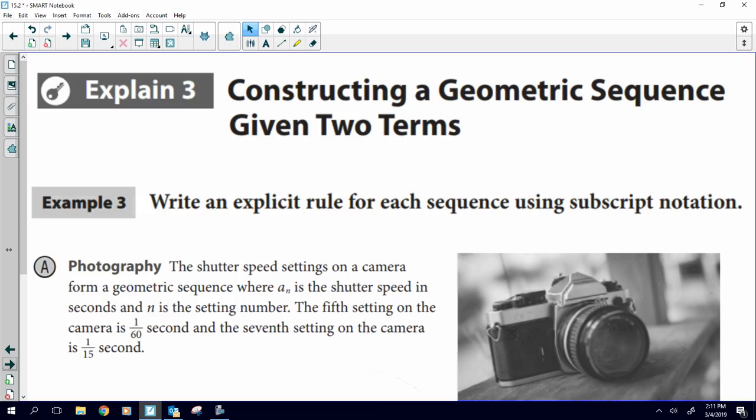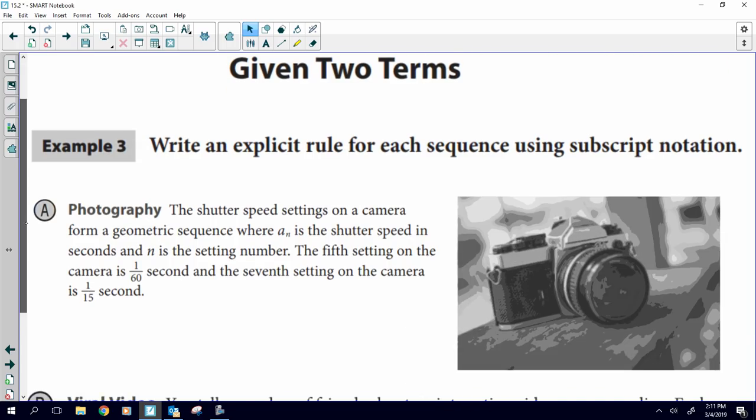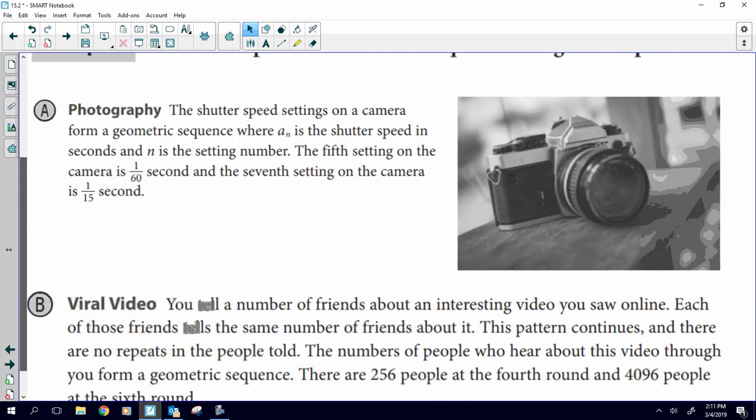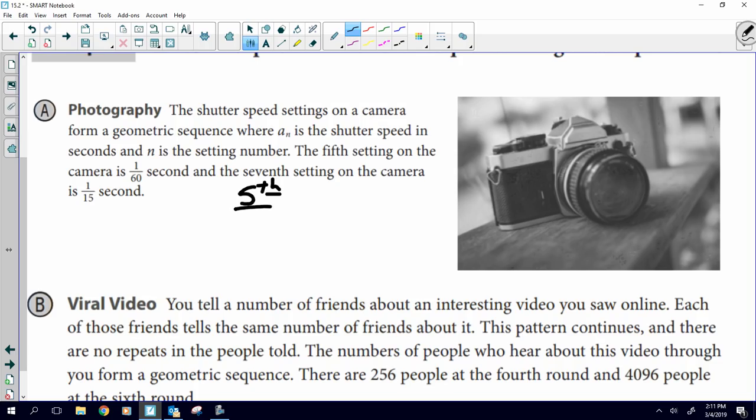All right, constructing a geometric sequence given 2 terms. Let's see what my time looks like. Excellent. Going a little too slow. All right, it says here, write an explicit rule for each sequence using subscript notation. Okay? All right, photography. The shutter speed setting on a camera form a geometric sequence where a sub n is the shutter speed in seconds and n is the setting number. The 5th setting on the camera, okay, so I'm going to write that down. The 5th setting on the camera is 1/60th, okay, and the 7th is 1/15th.